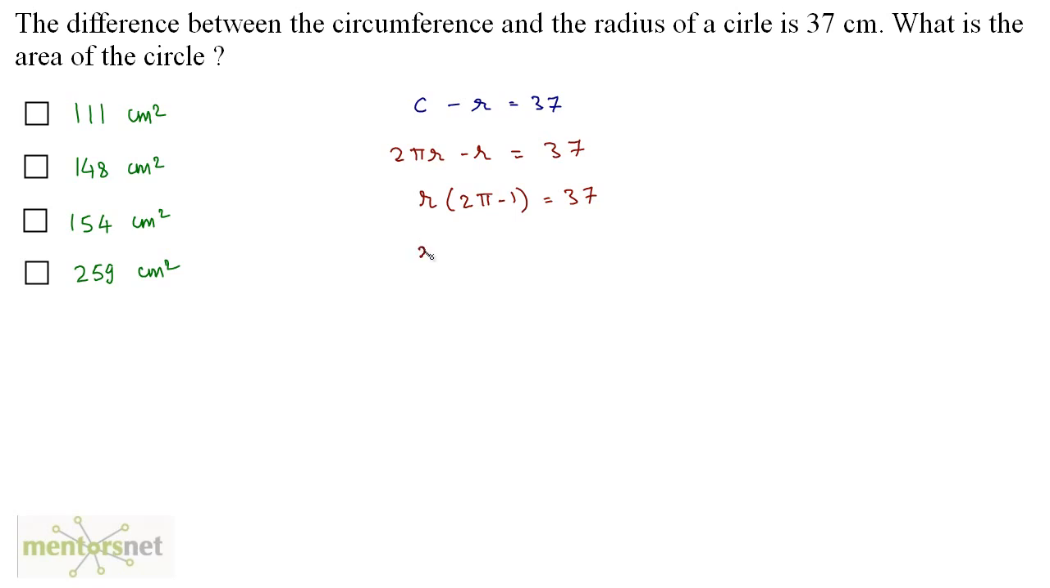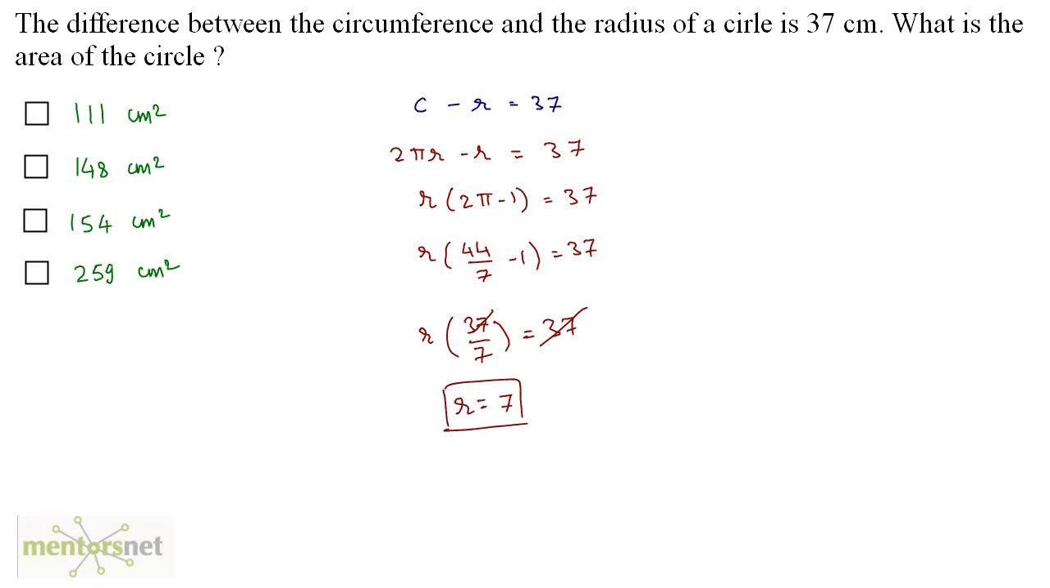And that is r into 2 pi, which is 2 into 22 by 7, that's 44 by 7, minus 1, is equal to 37. So r times (44 minus 7) by 7. So 44 minus 7 is 37, by 7, is equal to 37. So this gets cancelled out. r is equal to 7.